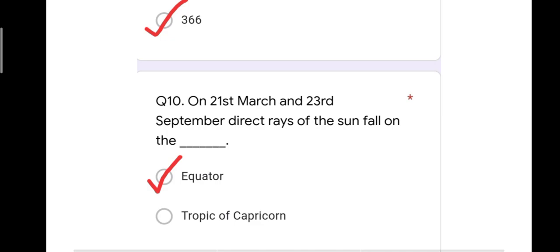And when this happens, it is equinox, and as a result, whole earth experiences equal days and equal nights of 12 hours each. Whereas when the rays of the sun fall on Tropic of Capricorn, it is winter solstice, and this occurs on 22nd December. So Tropic of Capricorn is the wrong answer and equator is the right answer.